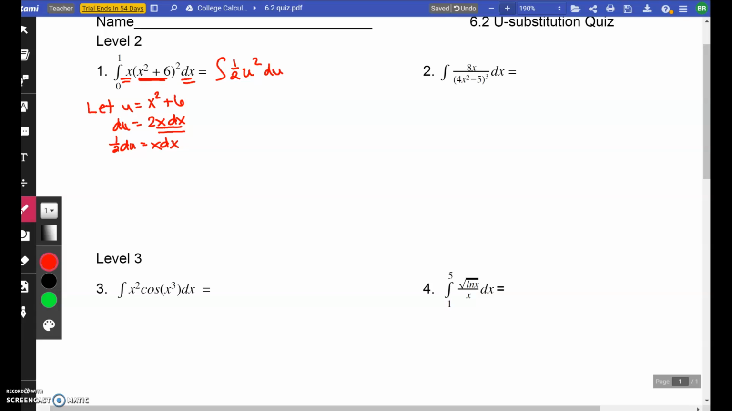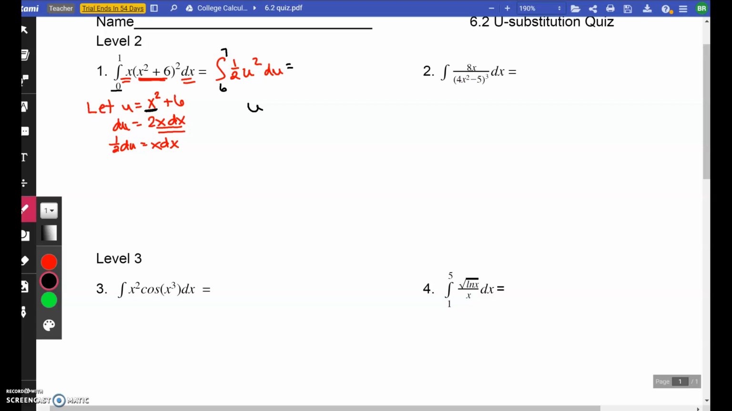Right now I can't put 0 and 1 there. If I want to put x equals 0 or x equals 1, that's fine, but everything needs to be converted into u's or be stated otherwise. So I myself am going to let x equal 0 here, and then find out what u is. So 0 squared plus 6 is 6. Plug in 1. 1 squared plus 6 is 7. So now it becomes a definite integral problem.